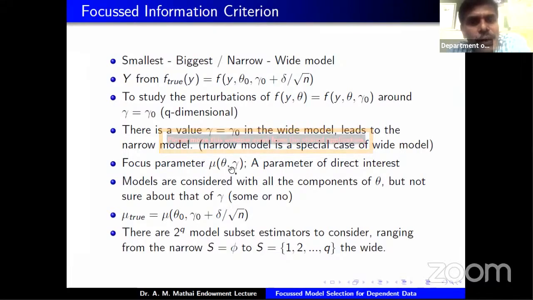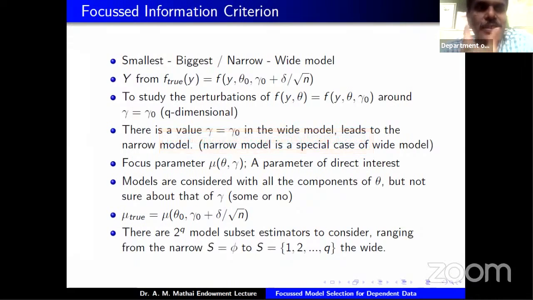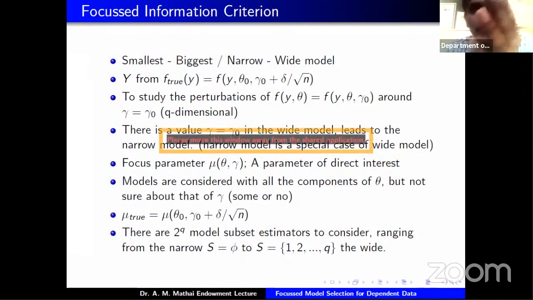So the focus parameter is mu of theta, gamma, a parameter of direct interest, which is based on the context. Right now, I'm not saying what that focus parameter is. I will make some assumptions, and then for this parameter, we claim that with certain assumptions you have a clean likelihood theory available. Now, if not likelihood, I want to make it robust. In fact, in most of our discussion, we deviated from the likelihood. We deviate to quasi-maximum likelihood. We deviate to robust functions, different types of robust estimators. But basically, there is a focus parameter.